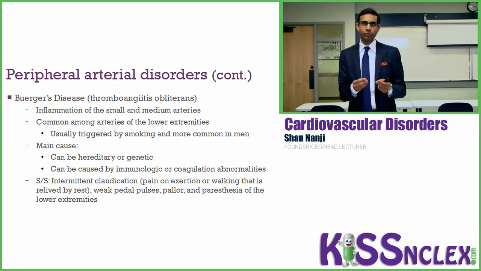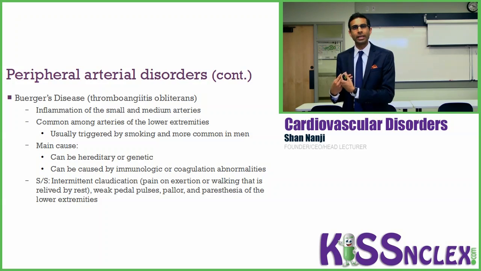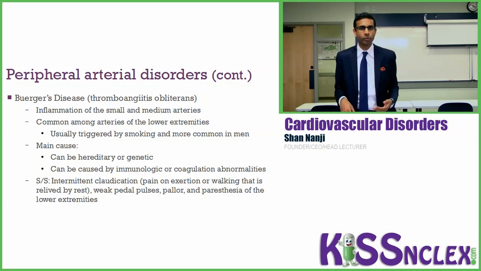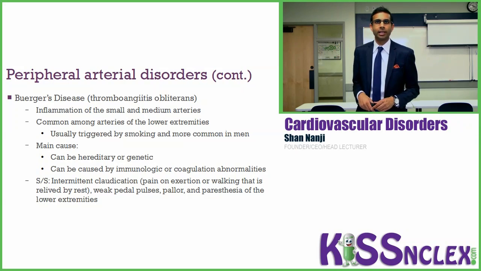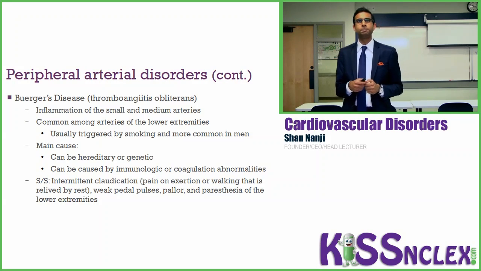Now, this is inflammation. This is an autoimmune type disease. It's inflammation of your small and medium arteries. But this time it's common amongst the arteries of your lower extremities. And like I said, it's usually triggered by smoking and more common in men. The main cause of this can be genetic or hereditary, as well as immunologic or a coagulation abnormality, which is impeding blood flow.